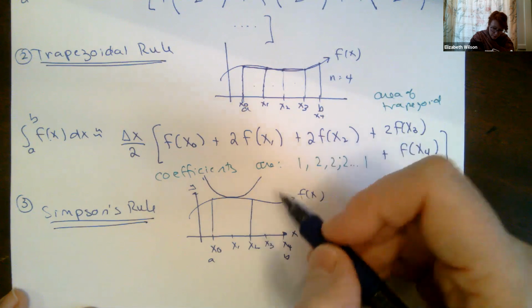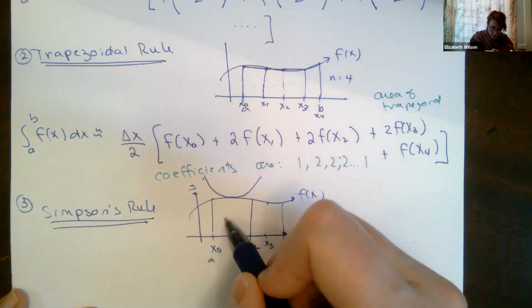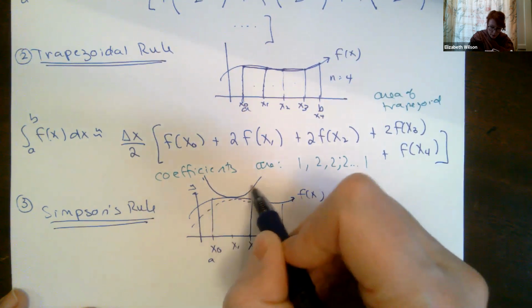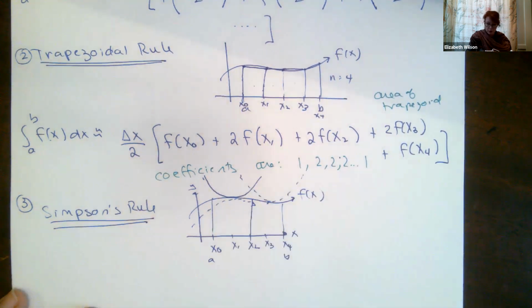It doesn't seem like it's gonna work really well, but actually it probably would have been better if I had drawn the parabola this way. You can imagine a parabola this way and then a parabola this way to approximate the shape of that curve. Okay, so we're using parabolas.